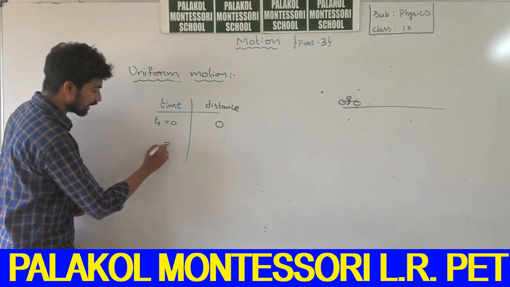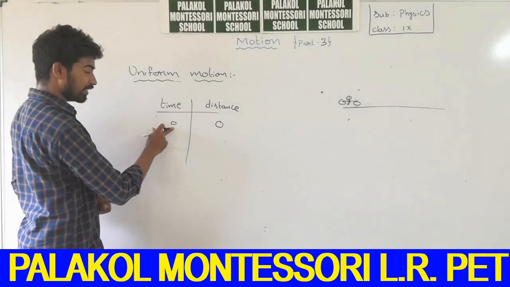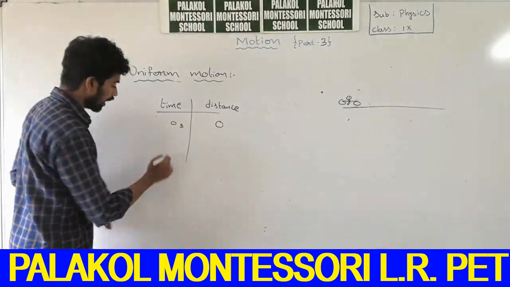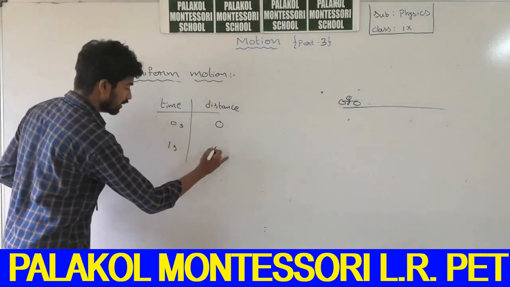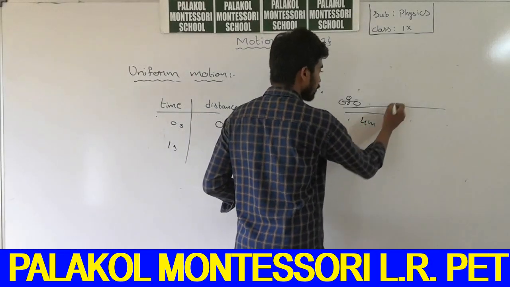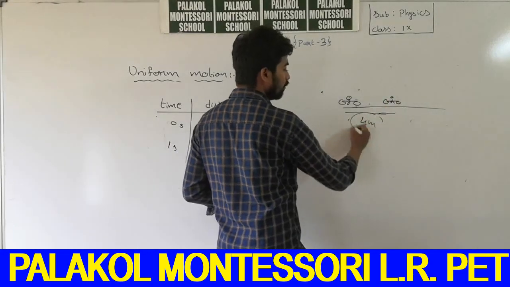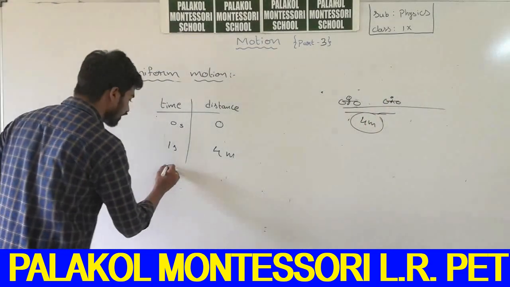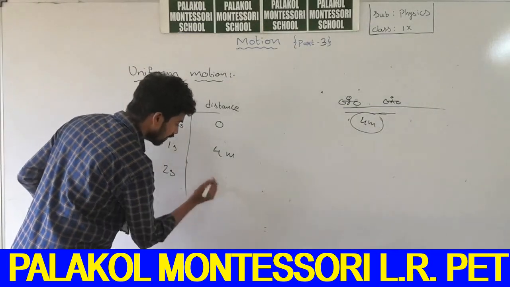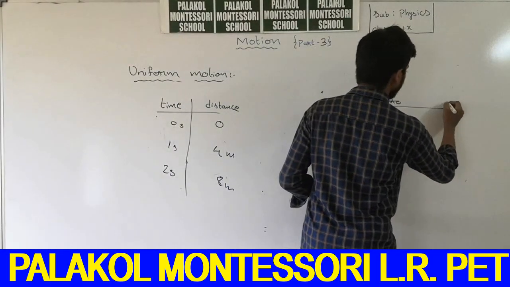Time starts now. After 1 second, the distance traveled is 4 meters. That means your position is now here, and you have traveled a distance of 4 meters. And after 2 seconds, your distance traveled is 8 meters. That means after 2 seconds you are here.